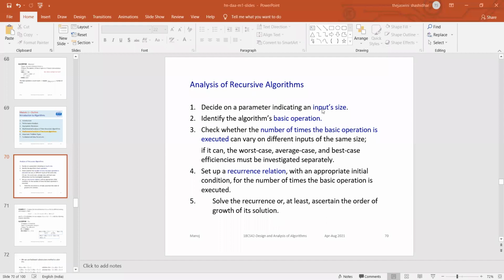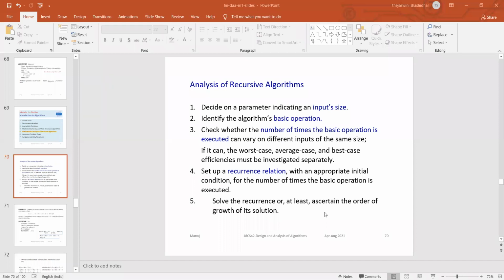So three steps. First is decide the input size. Next, identify the basic operation. Check how many times the basic operation is executed. These three steps will be common for the recursive and non-recursive. Next, after that, you set up a recurrence relation and solve the recurrence.